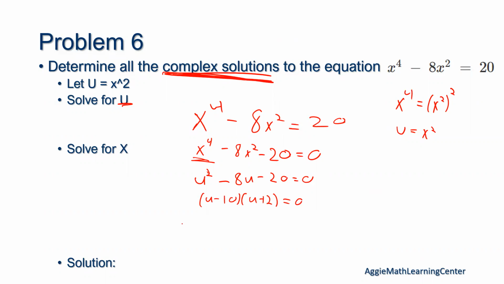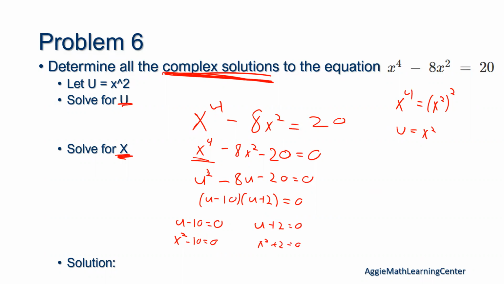So then we have u minus 10 equals 0 and u plus 2 equals 0. But remember, we didn't care about u. We want to solve for x. So now we're going to plug it back in. I'm just plugging in x squared for u. So we have x squared minus 10 equals 0, and x squared plus 2 equals 0.